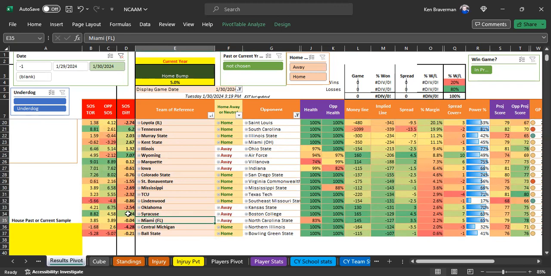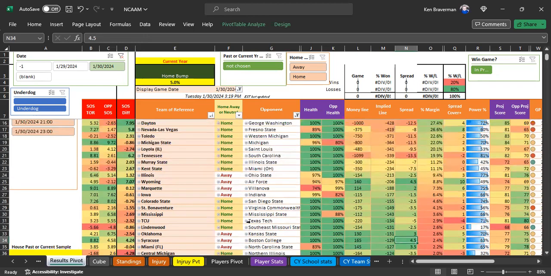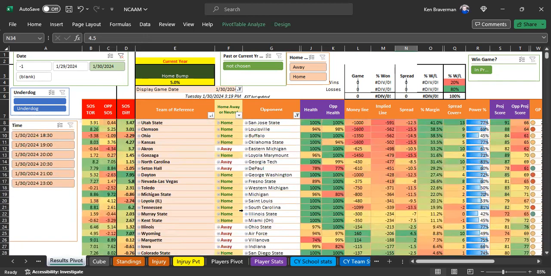Syracuse against Boston College is still on here, plus 4.5 points. It's not bad. It's very close down here. You really can spend a lot of time digging through this.